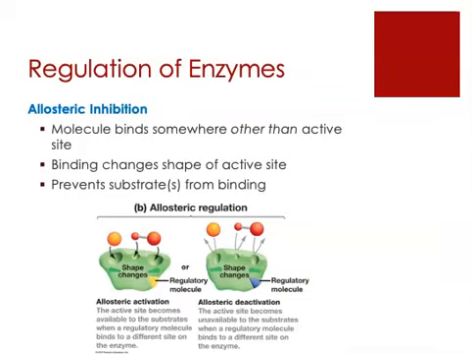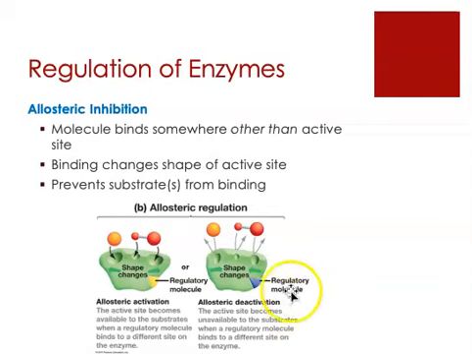Now let's talk about allosteric inhibition. Allosteric inhibition also involves one of these regulatory molecules. The difference between competitive and allosteric inhibition of an enzyme is simply where the regulatory molecule binds. The allosteric inhibitor molecule is going to bind somewhere other than the active site. And you might say to yourself, well, how's that going to work? How is that going to prevent the substrate from coming in and binding to the active site?